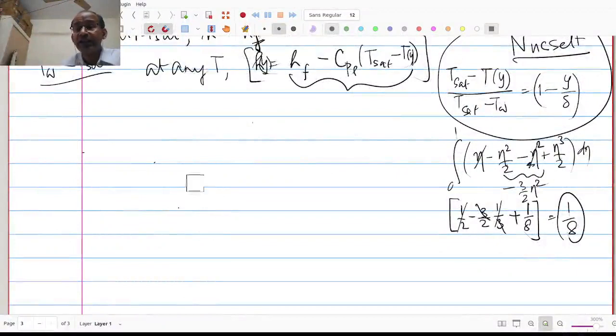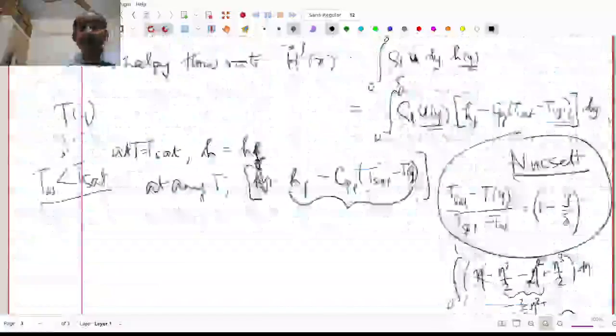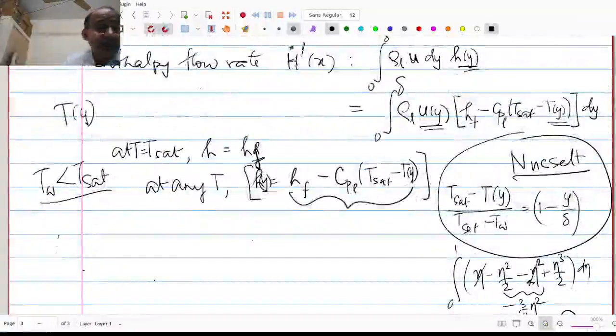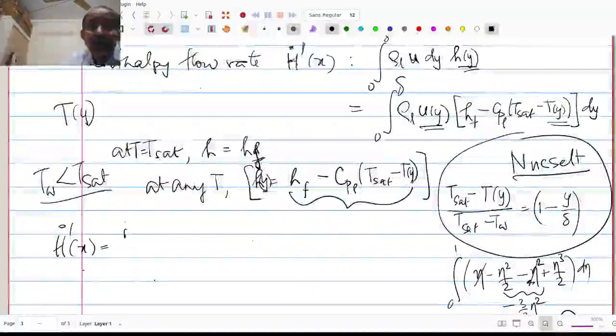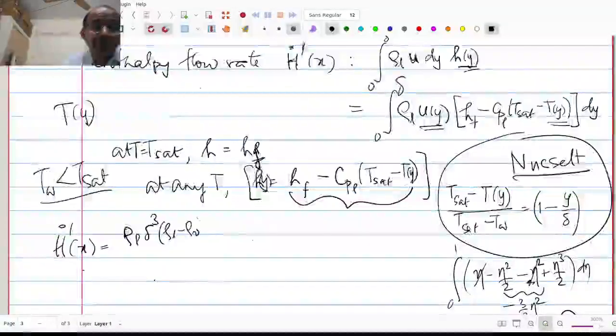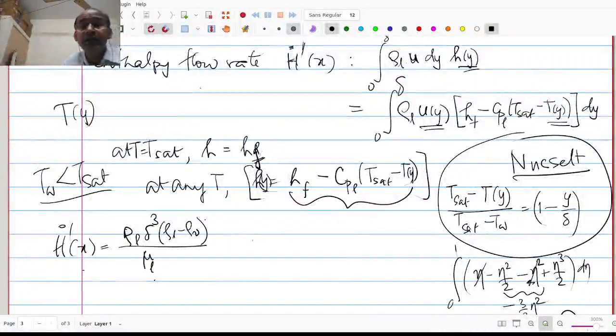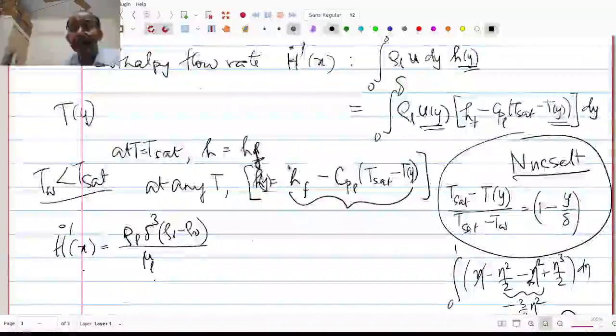Okay, so this integral is anyway required, so let us keep that. Let's write it from here. H dot prime of x is equal to the integral of rho L into delta cubed into rho L minus rho V divided by mu L. Okay, so I have written all of these parts.